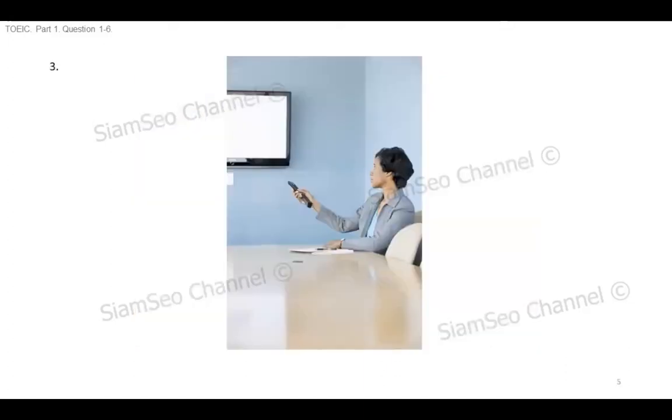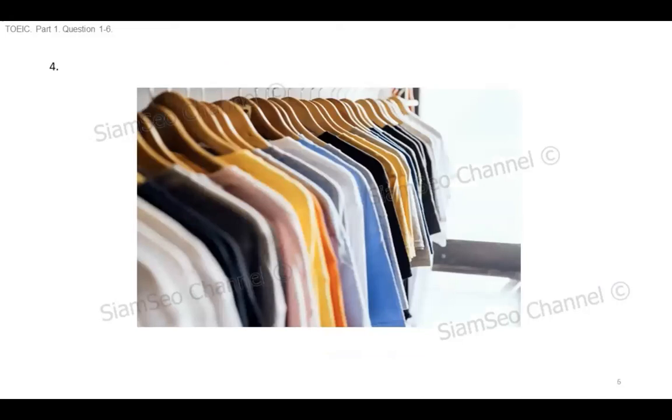Number 3. Look at the picture marked number 3 in your test book. A. A lecture is being given in a boardroom. B. The woman has gotten up from the chair. C. A diagram is being drawn on the board by the woman. D. Some documents have been placed on the table. Number 4. Look at the picture marked number 4 in your test book. A. Customers are trying on some new shirts in the store. B. A large number of shirts are being displayed on hangers. C. The clothes are currently on sale for low prices. D. A picture is hanging from the wall above the clothes.